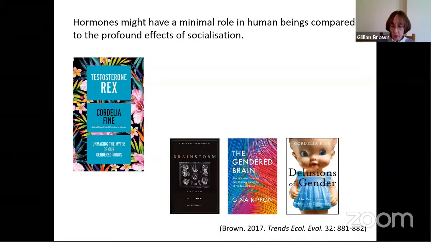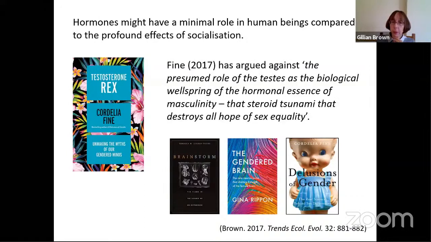I just wanted to bring out a quote from Cordelia Fine's more recent book, Testosterone Rex, which I reviewed in Trends in Ecology and Evolution in 2017. The quote here is Fine arguing against the presumed role of the testes as the biological wellspring of the hormonal essence of masculinity, that steroid tsunami that destroys all hope of sex equality.